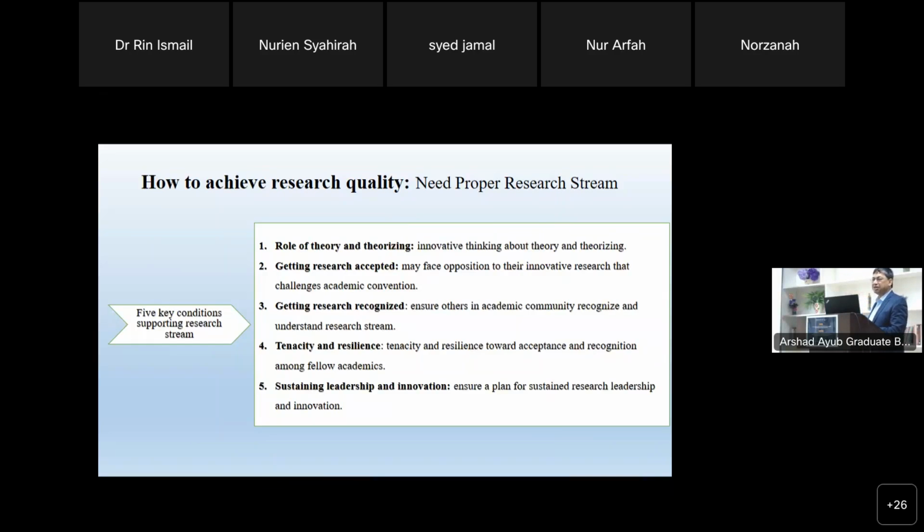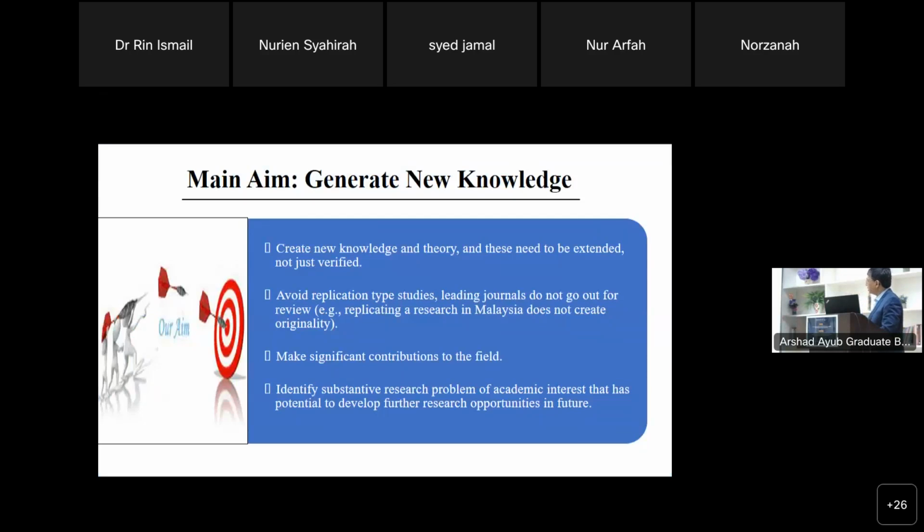Now, what is the main aim? As I say, to generate new knowledge. That should be a guiding principle for all of us, but we don't always follow it or can follow it because of publication pressure. So you create new knowledge and theory, and this needs to be extended, not just verified. Avoid replication type studies. Leading journals do not send them out for review. Replicating a research in Malaysia does not create originality.